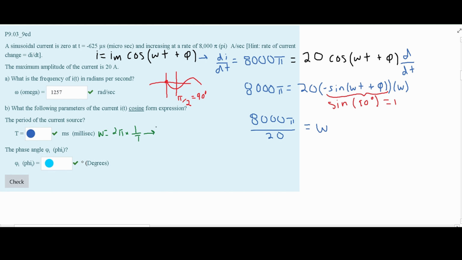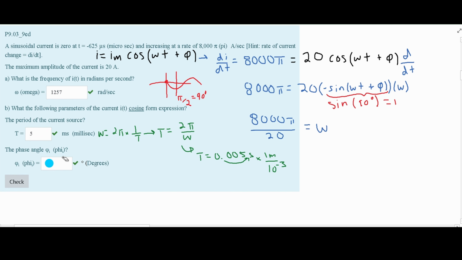We'll multiply both sides by T and divide both sides by omega, and that will give us T is equal to 2 pi divided by our omega. If we do this, we are going to get that our T is equal to approximately 0.005 seconds. Now, we want our answer in microseconds, so we're going to multiply this by 1 micro over 10 to the negative 3. So we move our decimal place 3 to the right if we flip this over. And then we're going to get 5 milliseconds for our current source.